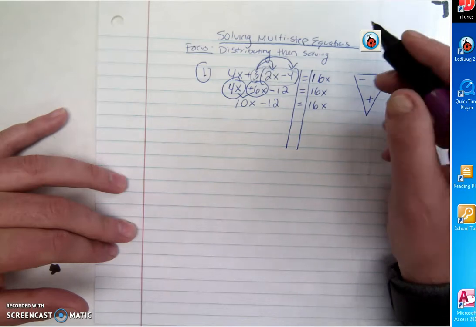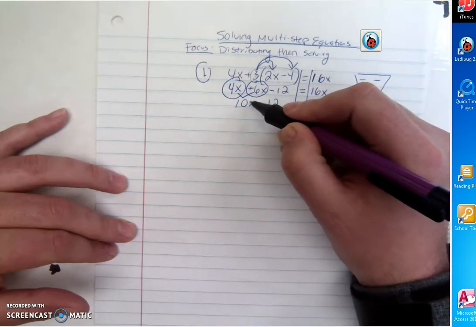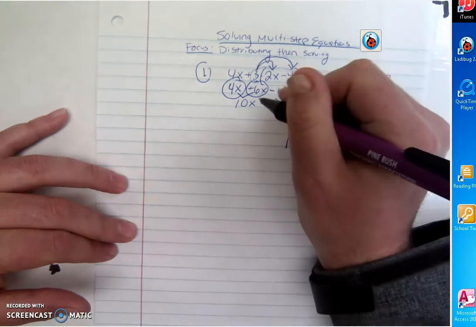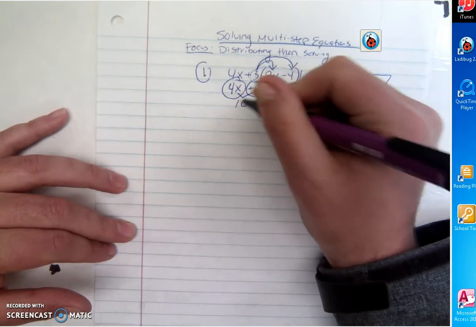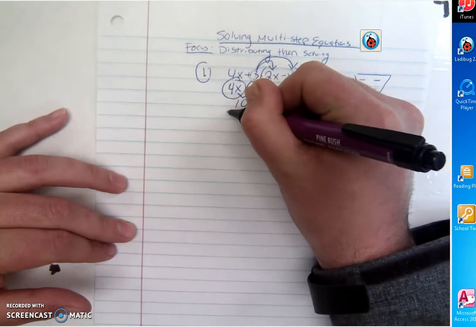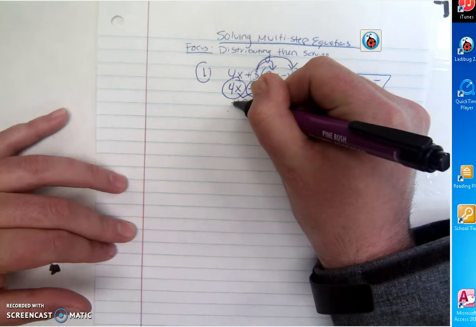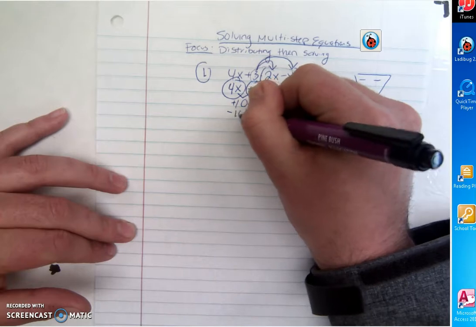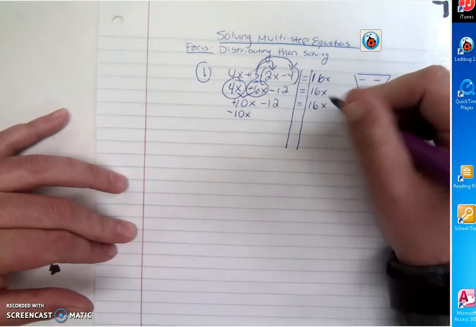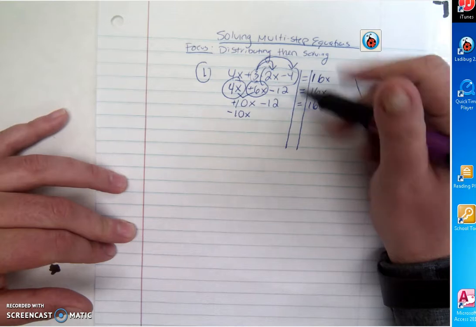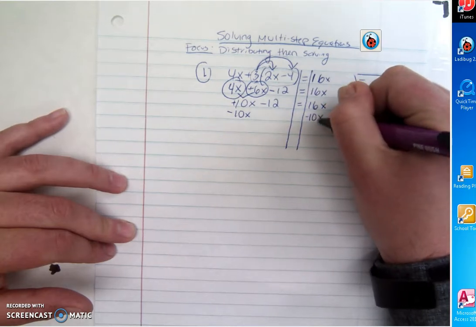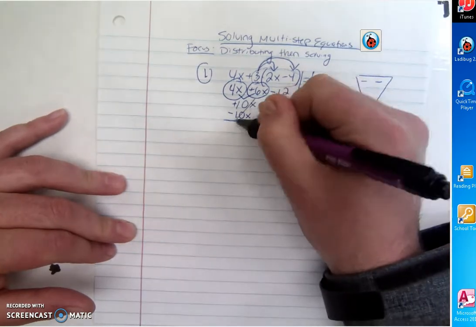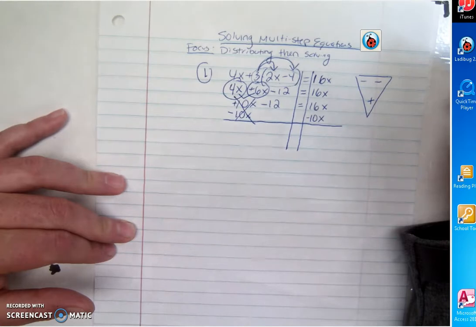So what we can do here is look on the other side, and we want to move the 10x to be with the 16x. So in order to do that, we have to perform the opposite or the inverse. So this is a positive 10x. If there's no sign in front, it's always understood to be positive. So the opposite would be a negative 10x. And remember, what I do to one side of the wall or equal sign, I have to do the same thing on the other side to keep it balanced or equal. Now, opposites always cancel because they equal 0.